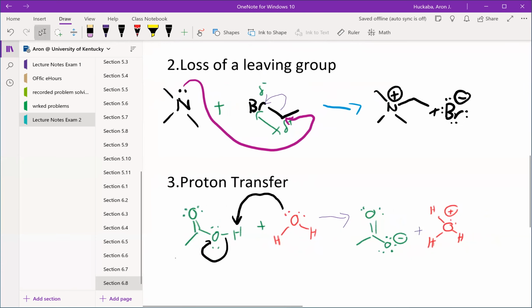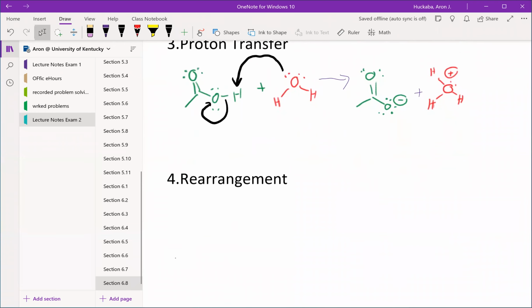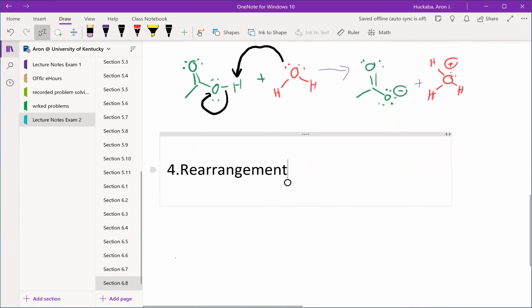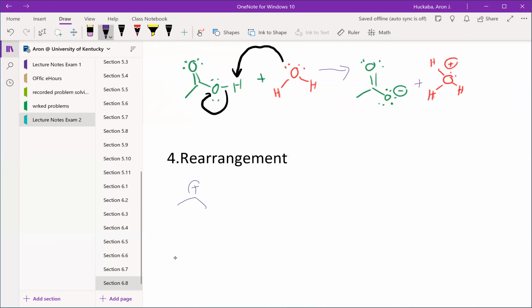Okay, so we have one last mechanism to cover, or a fundamental mechanistic step to cover, and that is the rearrangement step. So this is a tough one because it's something that we haven't really ever seen before, and it has basis in relative stability of what are called carbocations. So if you remember, and if not, we'll have a refresher right here. A carbocation is what it's called when there's a carbon atom with a positive charge.